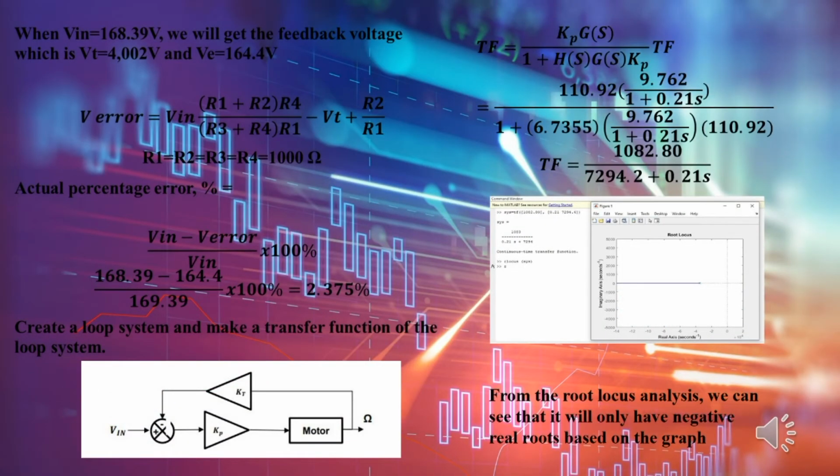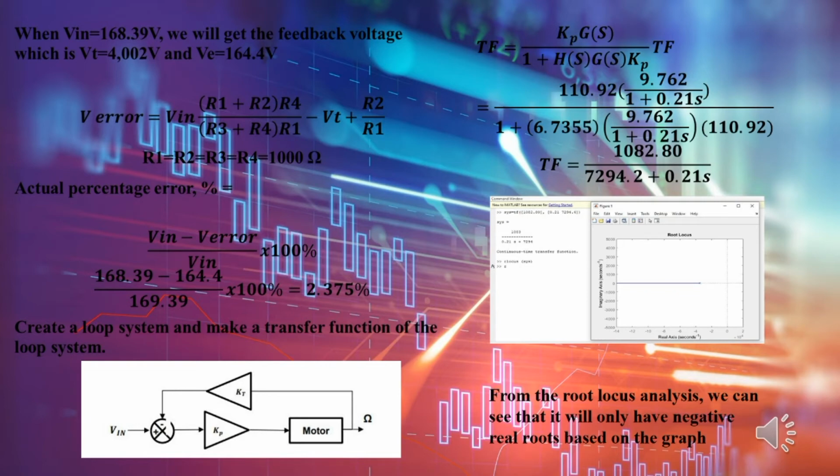The first thing we are going to do is insert the voltage input, which is 168.39 volt, in the Simulink model. Then we will get the feedback voltage, which is Vt equals 4.002 volt, and the voltage error is equal to 164.4 volts. Then by using the formula given, we equate it to 1, and we get that the resistances R1, R2, R3, and R4 are equal to 1000.